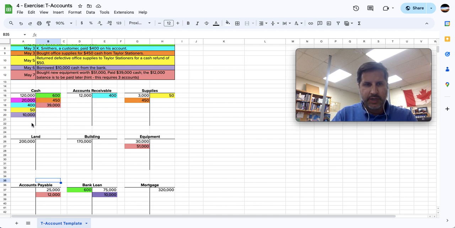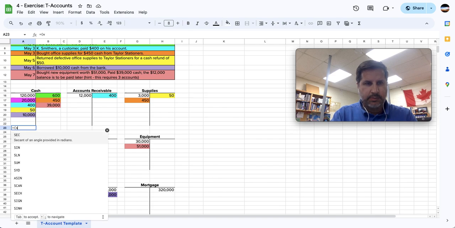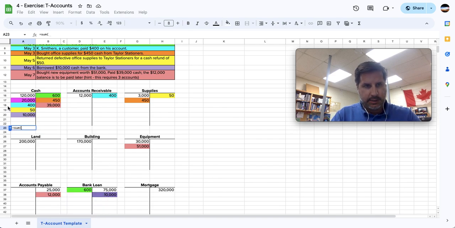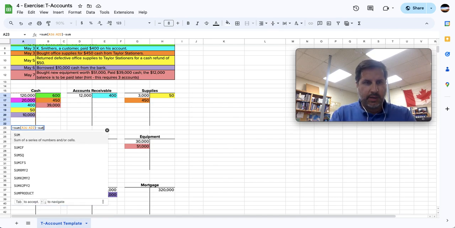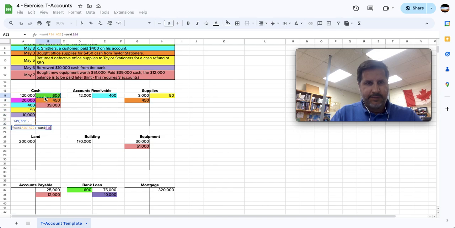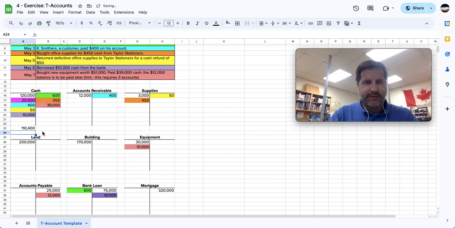So I'm going to add these up, subtract these. I'll show you a really simple way to do this. If you go equals sum bracket, and then I'm just going to add up everything on this side. I'm going to close the bracket. Then I'm going to subtract the sum of this side here. I'm going to drag it all the way down here, even the empty cells, in case I end up doing a much larger project. Close the bracket. Okay, so I have $110,000 left in this account.